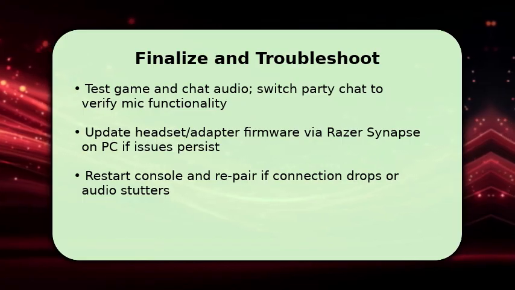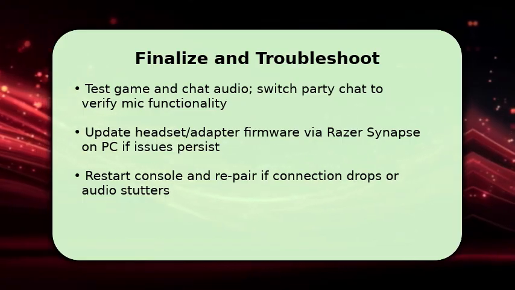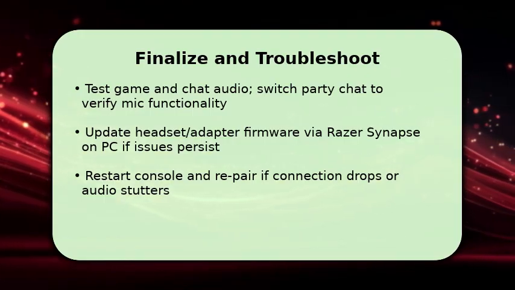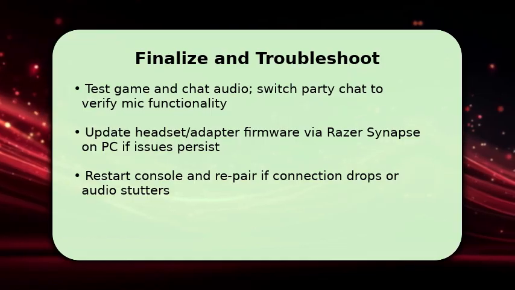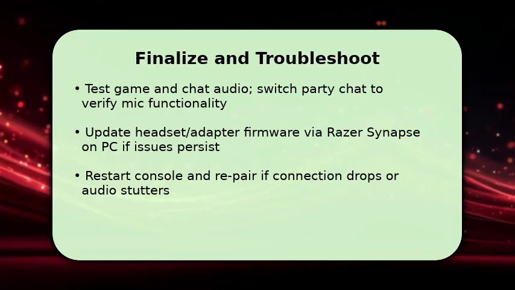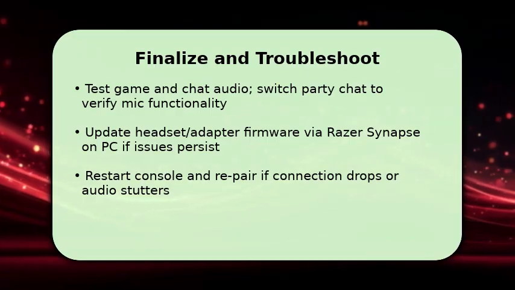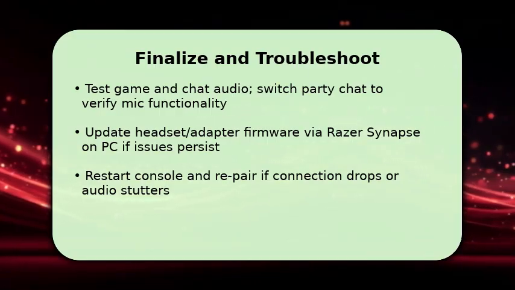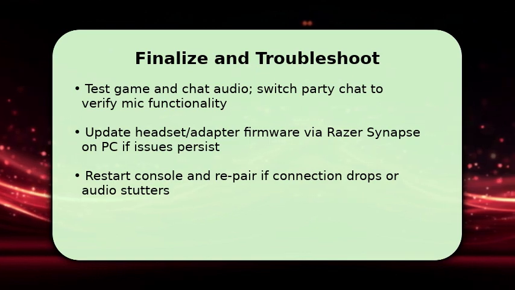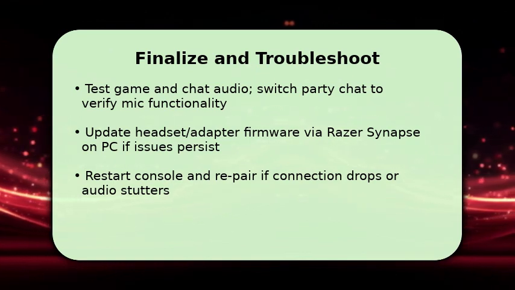If you encounter problems, connect the headset or adapter to a PC and update firmware with Razer Synapse, then retry pairing. Firmware often fixes compatibility bugs. Make sure to restart the Xbox and the headset if audio stutters, and repair the device if it drops. One key troubleshooting tip: check the controller firmware and batteries, since low power or old firmware commonly causes disconnects.